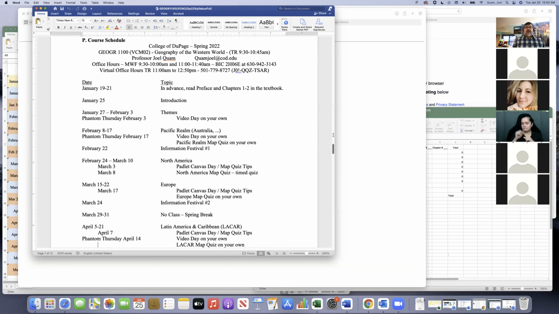Okay. Also in this time frame, March 3rd, Padlet Canvas Day and map quiz tips. So again, everybody's going to choose one place for a map quiz tip. How do you do that? Well, let's take a look at that page here.